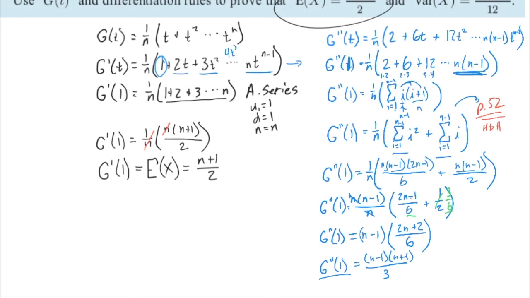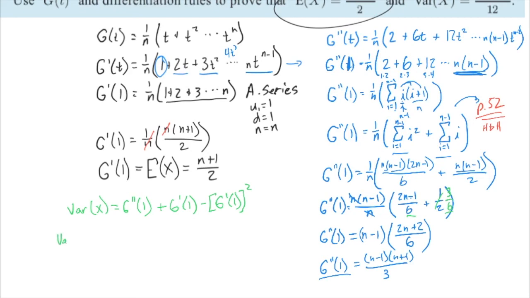Now we go back to what we found in the last video, which was that the variance of x, almost there, friends. Remember that the second derivative is not the variance. The variance of x is g double prime of 1 plus g prime of 1 minus g prime of 1 squared. And that was what we ended up with at the end of the slide before this. So let's go ahead and put those things in.